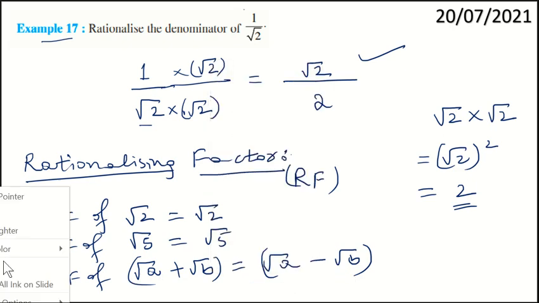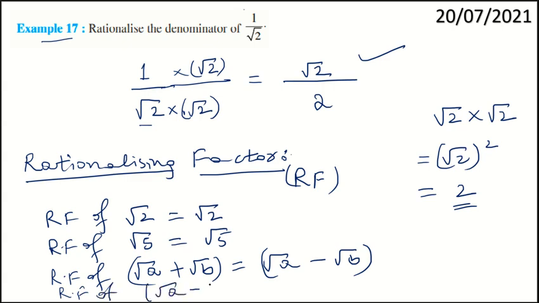Here I will write as a rationalizing factor of root a minus root b is root a plus root b. Okay. So this is very important. So the rationalizing factor of root x is root x only. Rationalizing factor of root a plus root b is root a minus root b. Rationalizing factor of root a minus root b is root a plus root b.